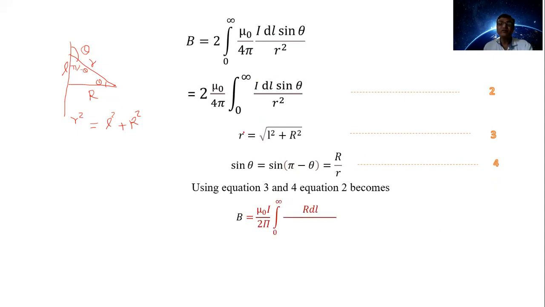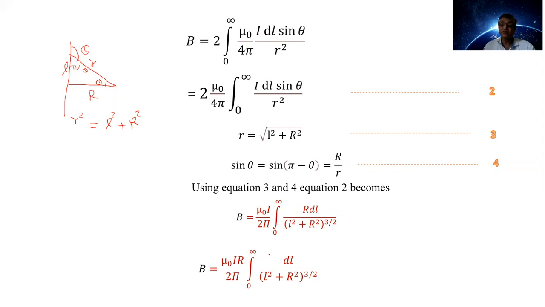Hence, putting equations 3 and 4 in equation 2, we get B is equal to mu 0 I upon 2 pi. I is also constant, therefore we can take it out of the integration sign. Mu 0 I upon 2 pi integral of r dl upon L square plus r square bracket raised to 3 by 2, integration between 0 to infinity here. Or we write mu 0 I r upon 2 pi integral of dl upon L square plus r square bracket raised to 3 by 2.